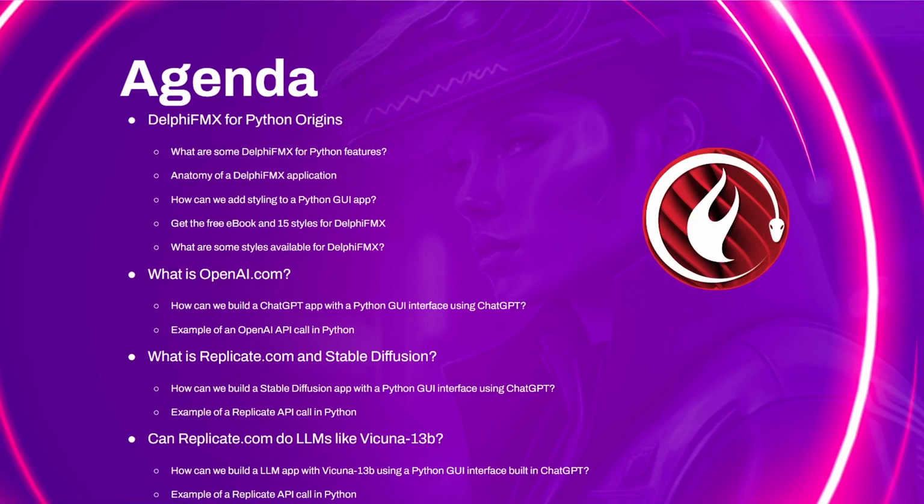And finally, we're going to find out more about replicate.com and whether it can do large language models like Vicuna 13b, and then we're going to build an application with ChatGPT using Python GUI to access the Vicuna 13b model on replicate.com. We're going to look at that API call, and then finally we'll look at that application and the source code as well.